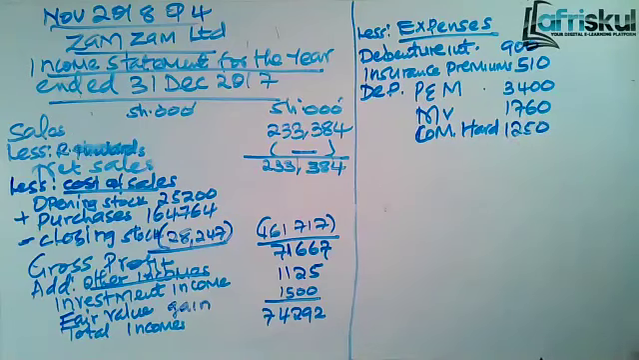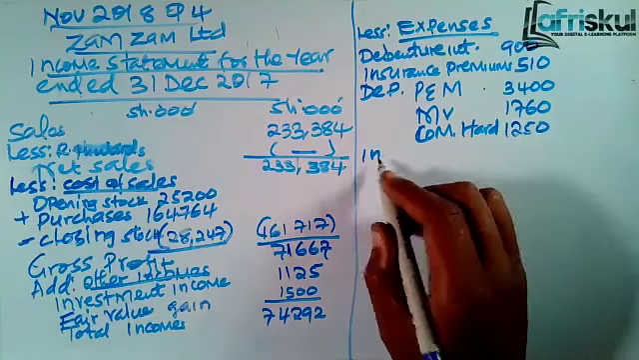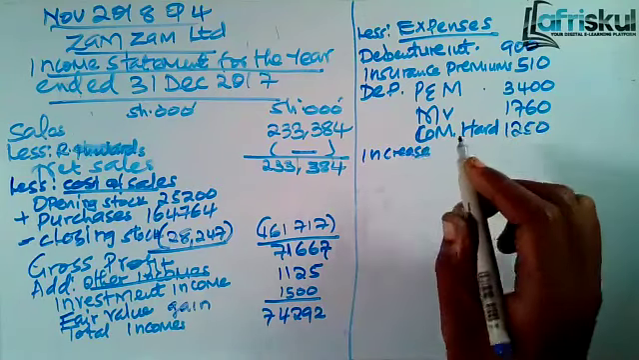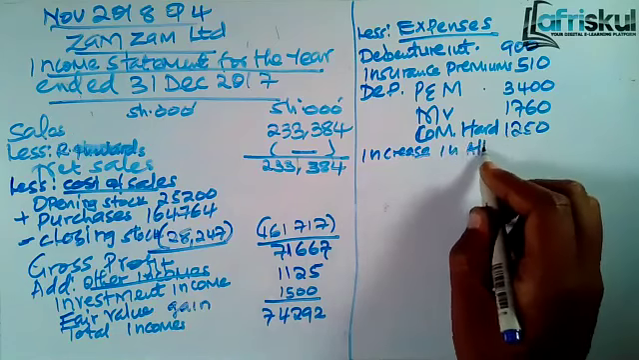Now the other one was on the additional information number 6, whereby we found it is an increase in allowance for what?